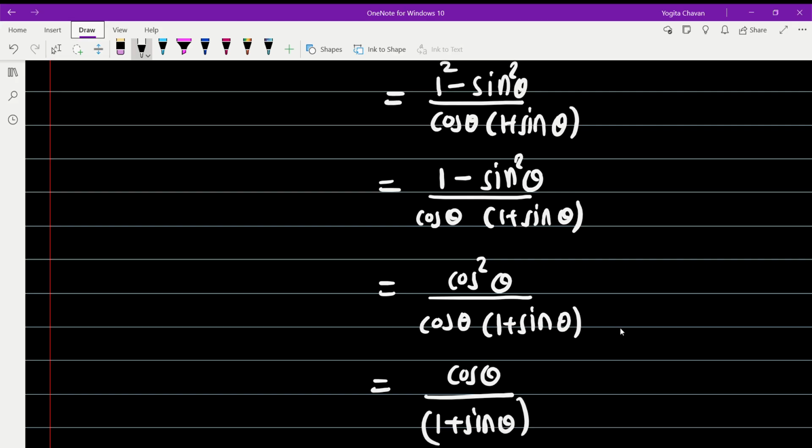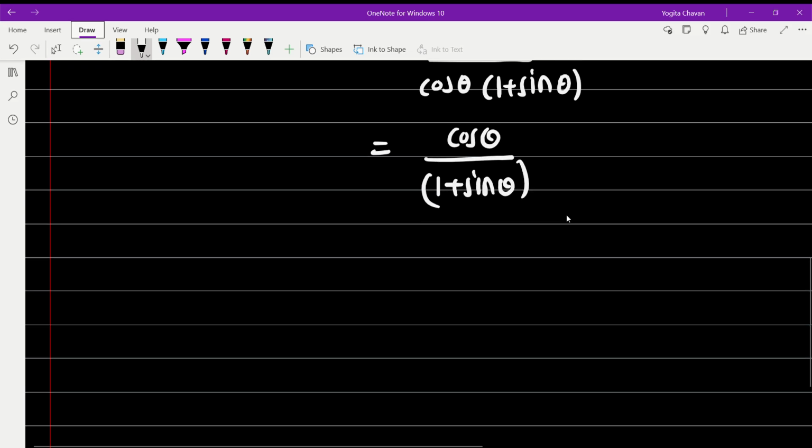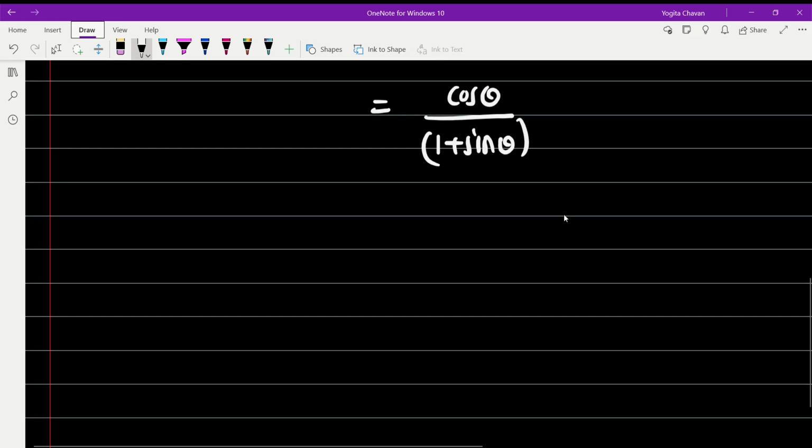and this is the right hand side of this identity, so this is RHS, and thus LHS is equal to RHS.